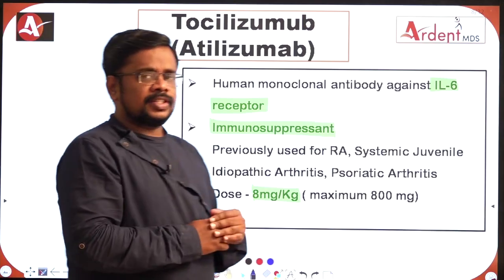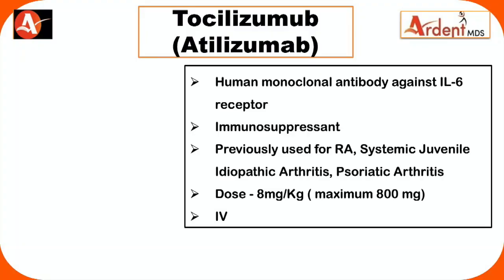Come to the next drug, which is called Tocilizumab, otherwise called Atezolizumab. This is one of the monoclonal antibodies against the interleukin 6 receptor, one of the very important interleukins released in cytokine storm. So it acts as an immunosuppressant. Previously, it was used for rheumatoid arthritis, psoriatic arthritis, but now it is indicated for COVID-19.